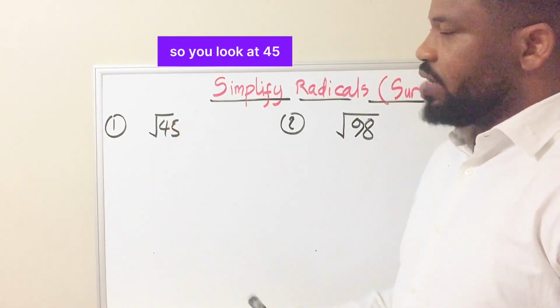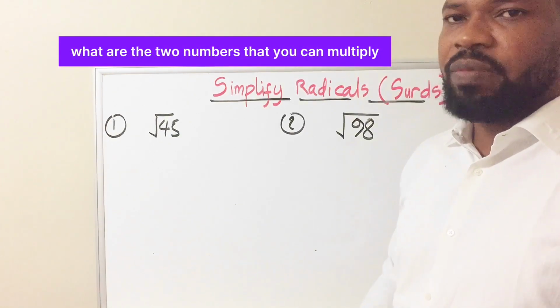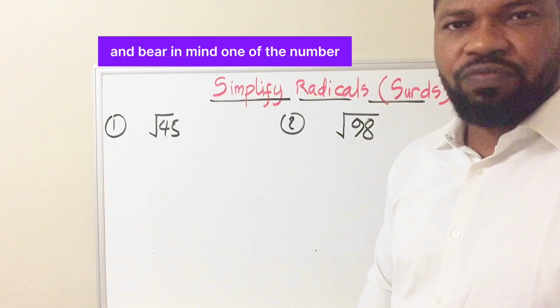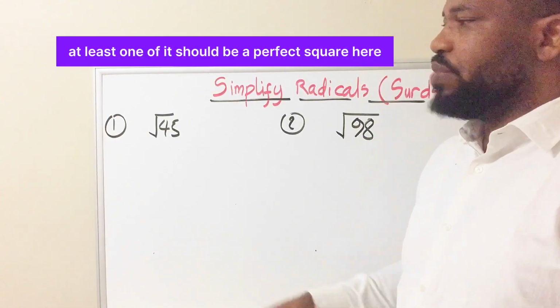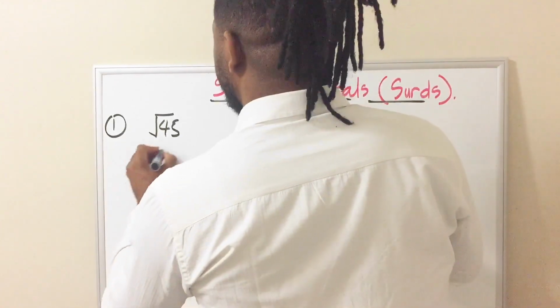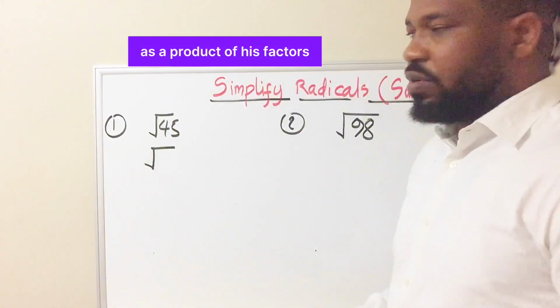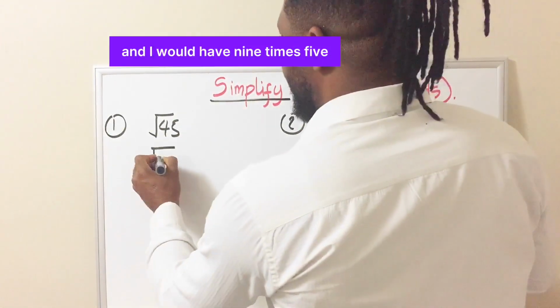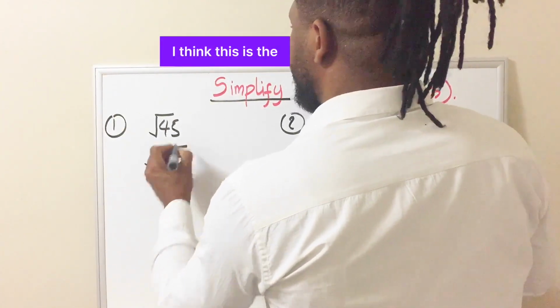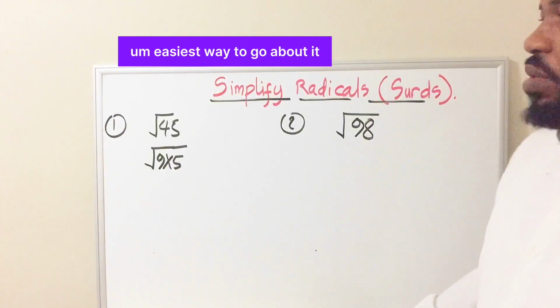So you look at 45. What are the two numbers that you can multiply and it will give you 45? And bear in mind, at least one of the numbers should be a perfect square. Here, I'll simply rewrite this as a product of its factors, and I would have 9 times 5. I think this is the easiest way to go about it.